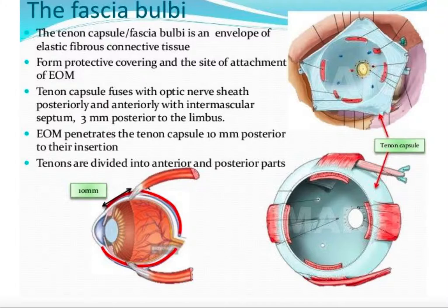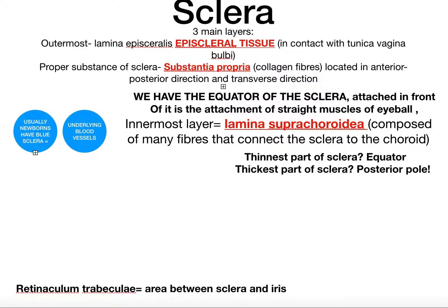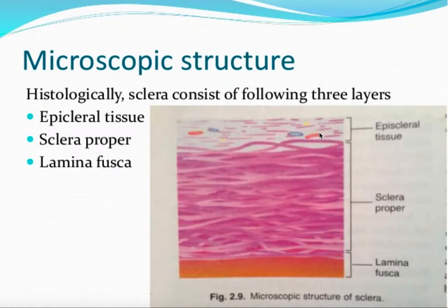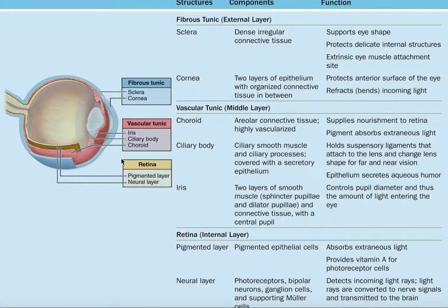So most externally, you have the tenon capsule. But then as you go more and more in, you have firstly the episcleral tissue of the sclera, then you have the sclera proper, then you have lamina fusca, which is also known as lamina suprachoroidea because it's the connection between the sclera, which is here, and the choroid.